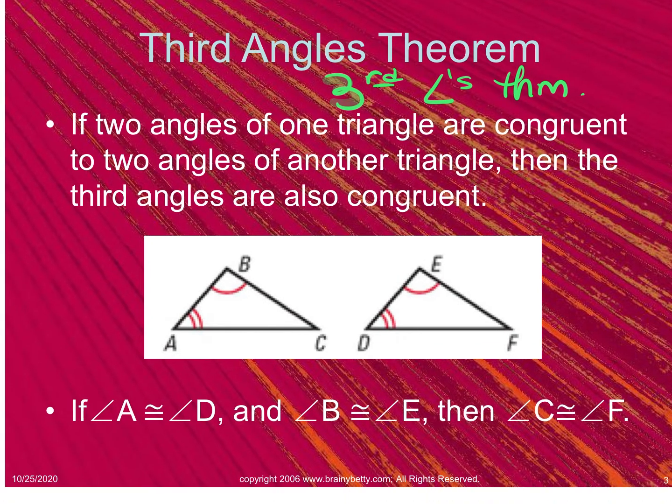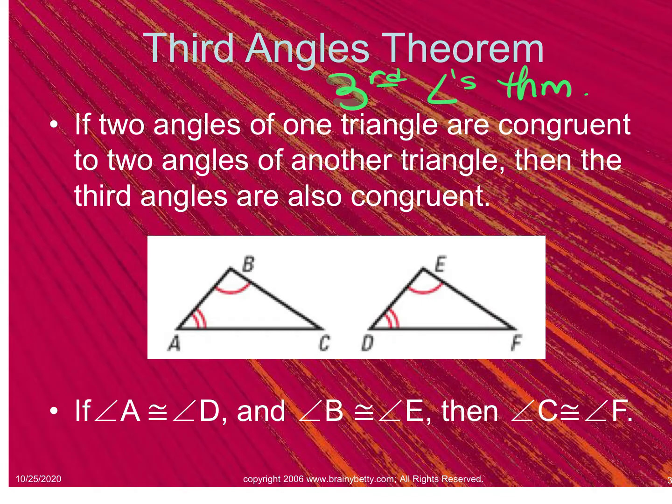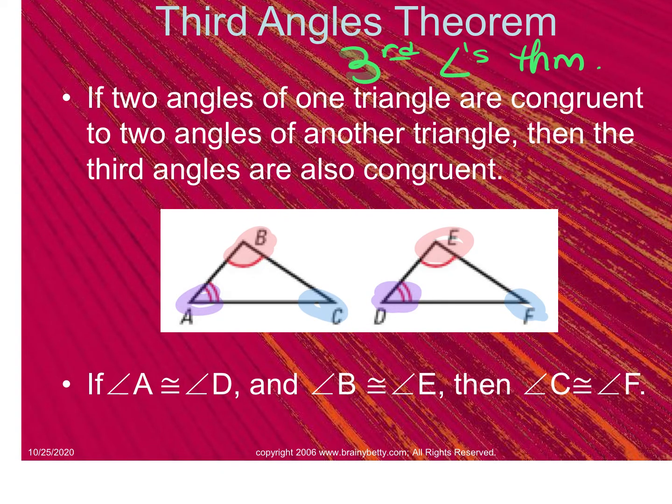So if I give you that angle A is congruent to angle D, and if I told you that angle B was congruent to E, then automatically by default, angle C is going to be congruent to angle F. Let me go ahead and add in some numbers so you can see this a little bit more clearly. So for example, let's say I told you that angle A was 20 and angle B, let's say it's 100.